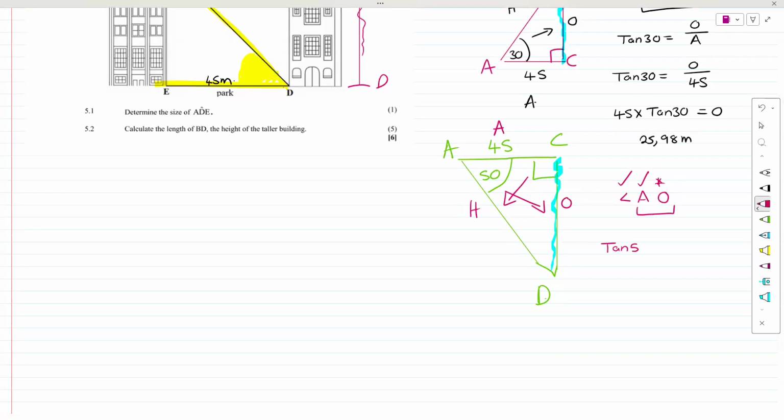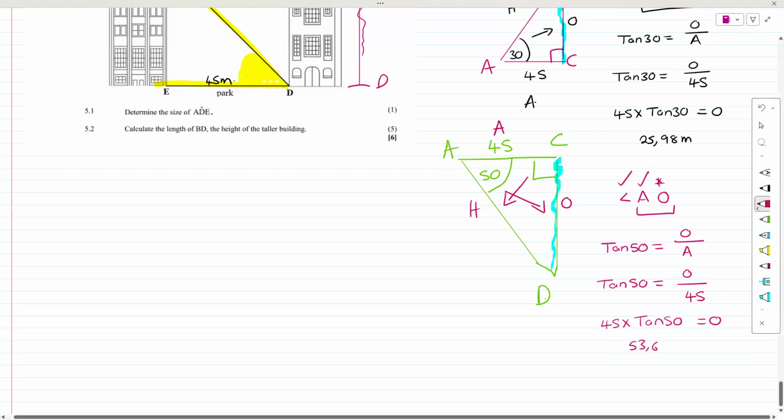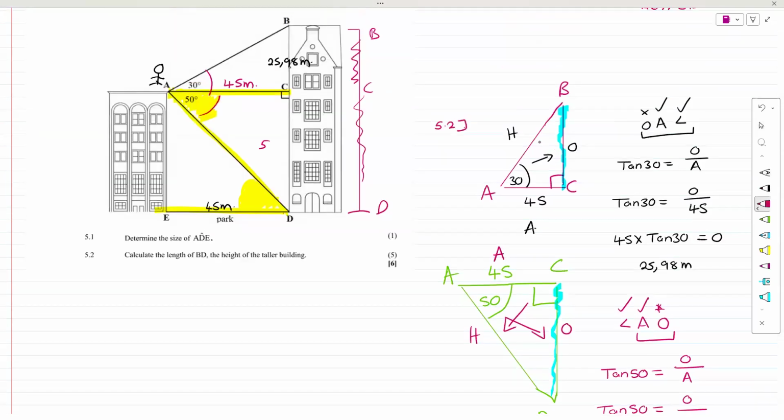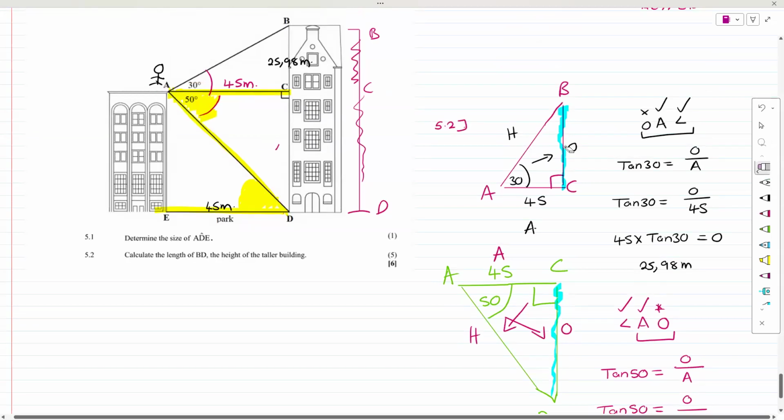So tan 50 equals opposite over adjacent. Tan 50 equals opposite over 45, and 45 times tan 50 equals opposite. So I don't know what this is, but 45 times tan 50 should be 53.63, and that's 53.63 meters. Now guys, we have the entire length.